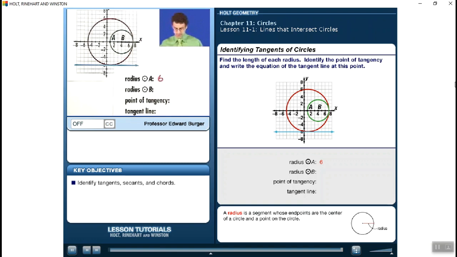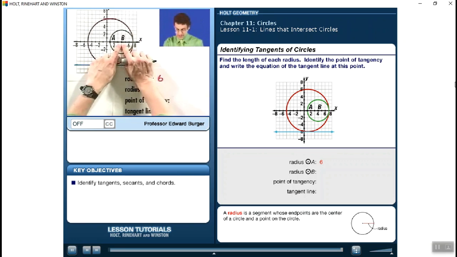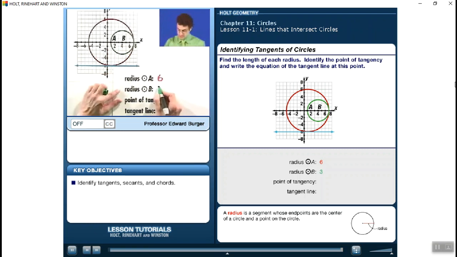What about the radius for the circle B? That's the green circle. Well, its radius, we can count from the center out to the circle any way we want. Let's just count straight up to the left now. 1, 2, 3. And I see that this length is 3, and so therefore the radius is 3.